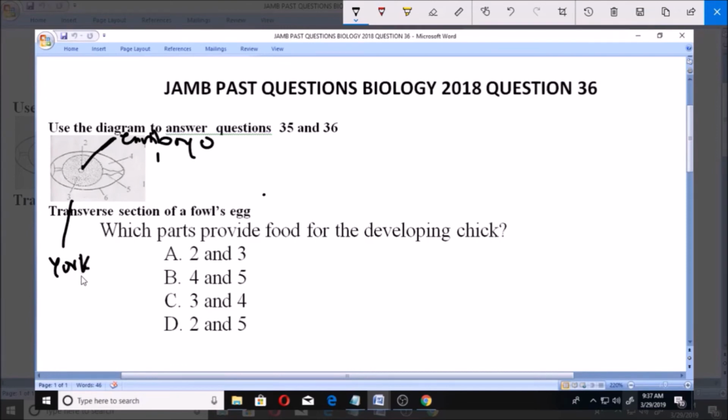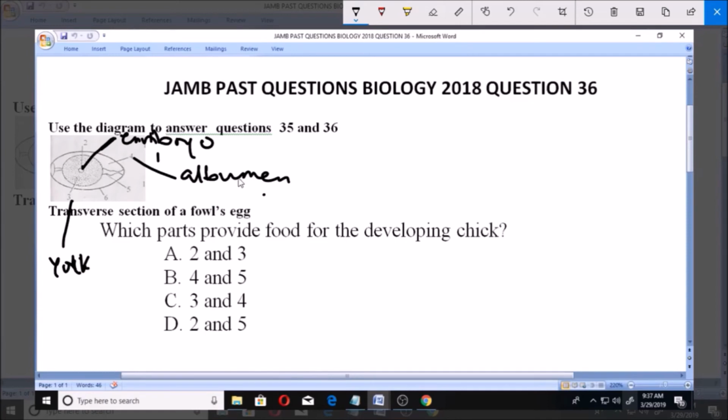You understand? This 3 here is the yolk. Then this 4 is the albumen, which is the egg white.